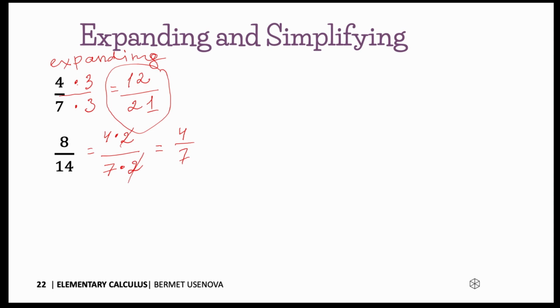The value of the fraction doesn't change by simplifying or expanding. That's why this fraction and this fraction and this fraction here, they're all the same. If we rewrite all these fractions in decimal form, we will end up with the same number. If we cannot simplify further, like 4/7, then this fraction is called the simplest form of the fraction.